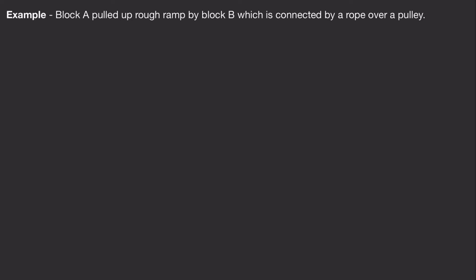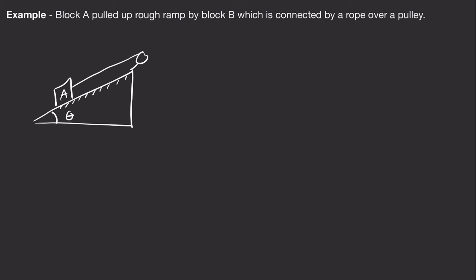In our next problem, we have a block A that is pulled up a rough ramp by block B, which is connected by a rope over a pulley. So I'm going to draw roughly what I have in mind. You have this rough ramp and a block A. There's a pulley where block A is being pulled up by block B, which is on the other side. Block A is being pulled up, so block B must be being pulled down.